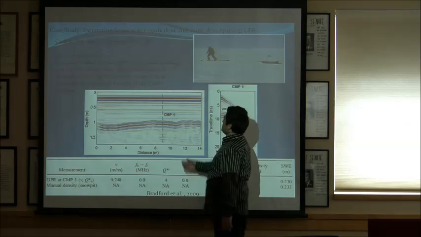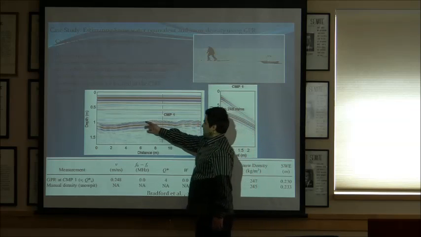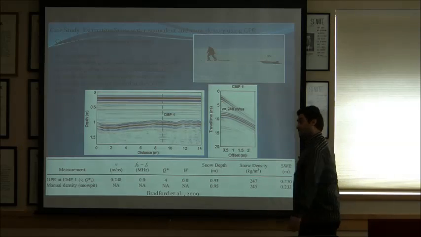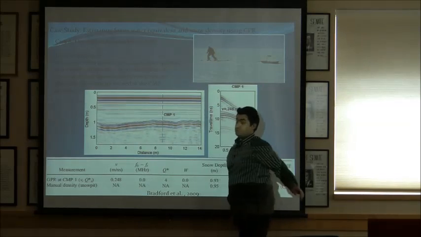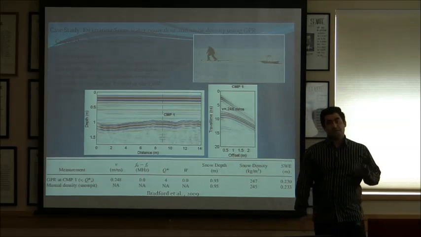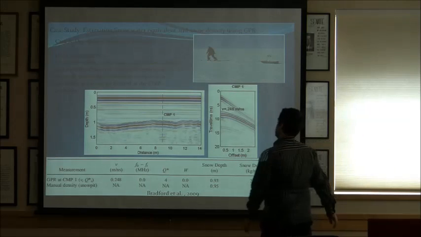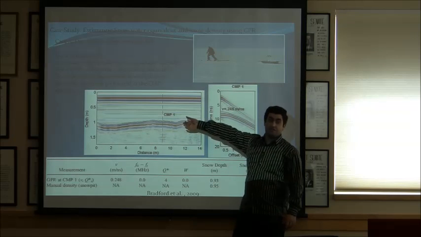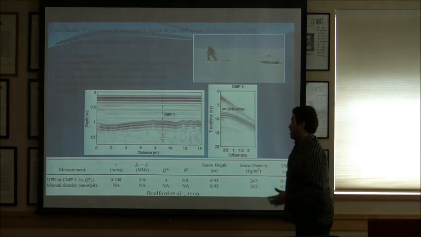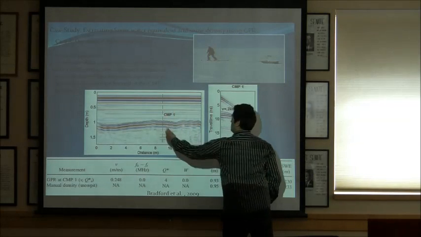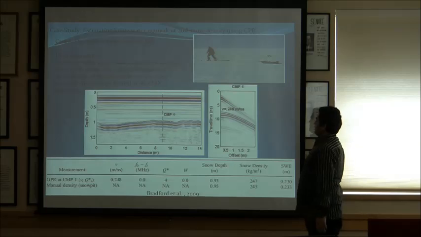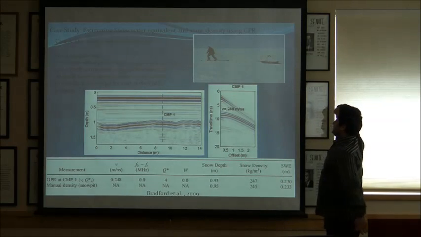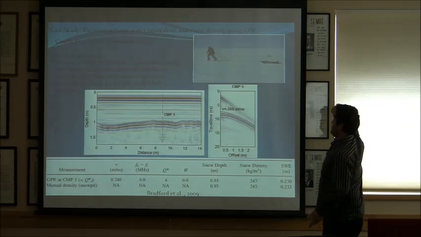So the CMP here, this interface is supposed to be the snow-ground interface. Why do you see it so clear like that? Because again, this GPR method depends mainly on the dielectric permittivity contrast between two materials. So here, obviously, you see it very clear because there is a high dielectric permittivity contrast between the snow and whatever is underneath it.